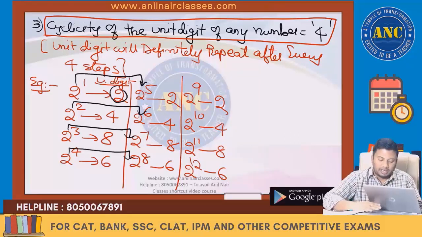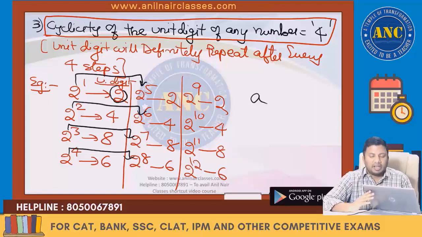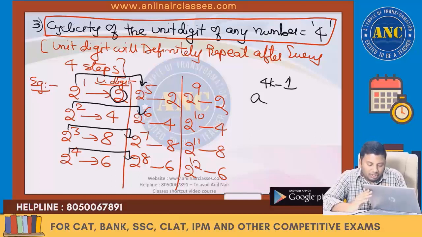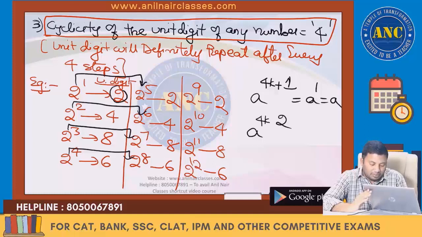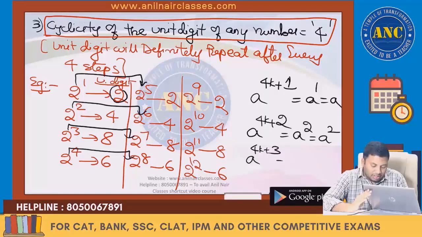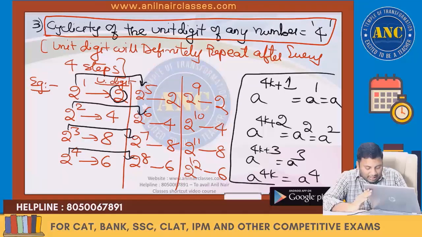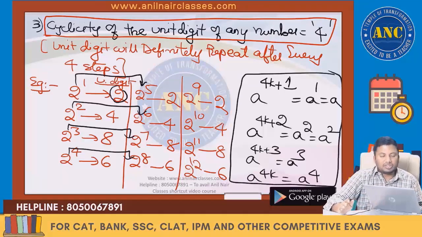So what we'll write is, let a be the unit digit of a number. Whatever a power 1 is, after 4 steps it will get repeated. A square, after 4 steps it will get repeated. A power 3, after 4 steps it will get repeated. So I took it for 2. Sir, can I generalize it for any number? Yes, you can generalize it for any number, which I will discuss in the next slide.